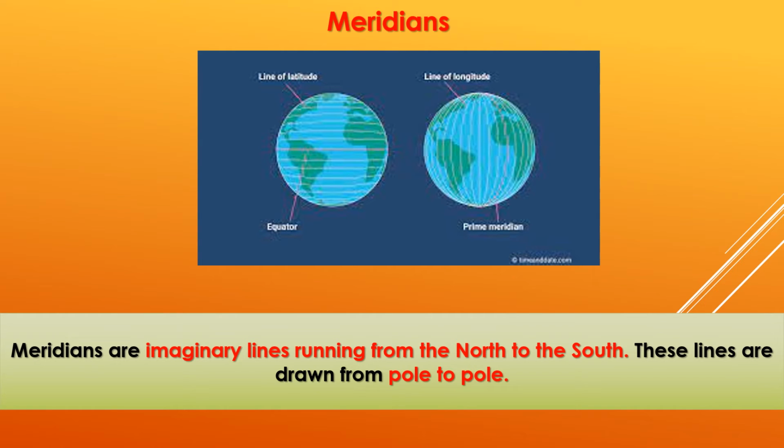Now, let us see what are meridians. Meridians are the imaginary lines running from the north to south. These lines are drawn from pole to pole.